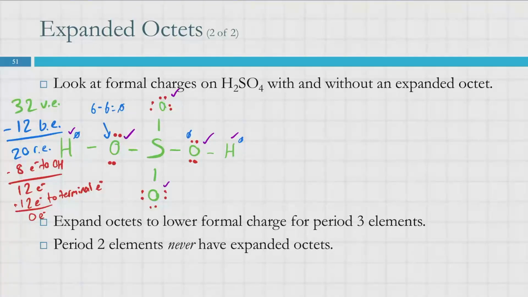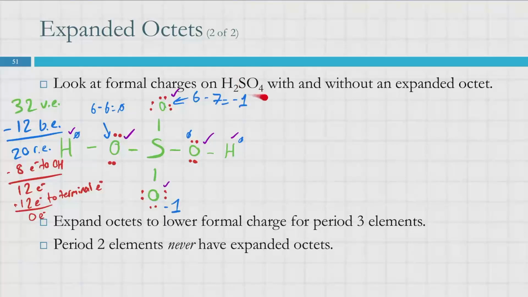That leaves us with the top and bottom oxygens. So this top oxygen also wants to have 6. It has 6 just from the lone pairs, and then it gets 1 more from the single bond. So a total of 7. That's going to give it a -1 formal charge. Our bottom oxygen is the same. It's also going to have a -1 formal charge.